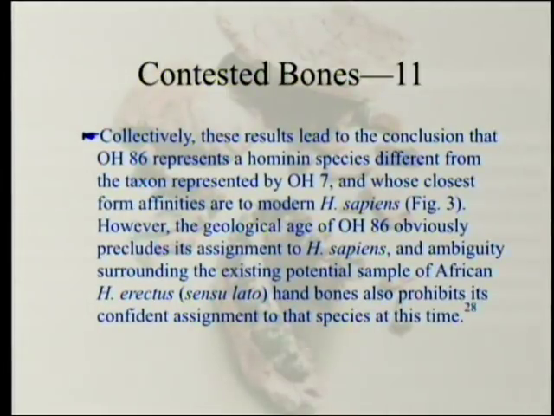Collectively, these results lead to the conclusion that OH86 represents a hominin species different from the taxon represented by OH7 and whose closest affinities are to modern Homo sapiens. However, the geological age of OH86 obviously precludes its assignment to Homo sapiens, and ambiguity surrounding the existing potential sample of African Homo erectus, in the broad sense, hand bones also prohibits its confident assignment to that species at this time. It looks human, but it can't be, so it must be something else.